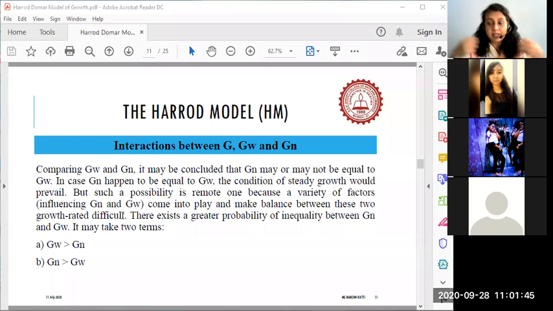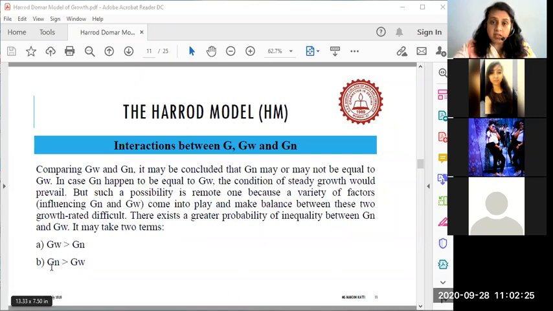A variety of reasons will pull GW and GN apart. It will not get them closer. So there exists a greater probability of inequality between GN and GW. There is always a probability that GN and GW will never be equal. So it may take two forms. Either the warranted rate of growth will be greater than the natural growth rate. Very correct, 10% is going to be more than 6.8. Definitely. That is what we began with.